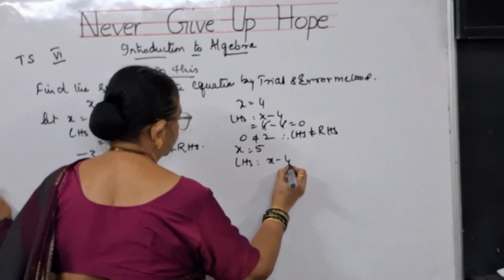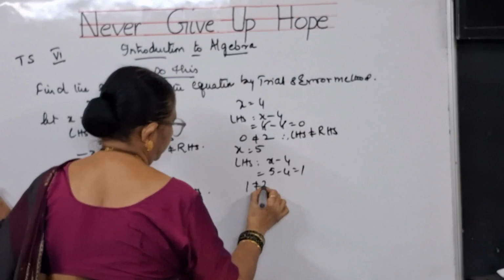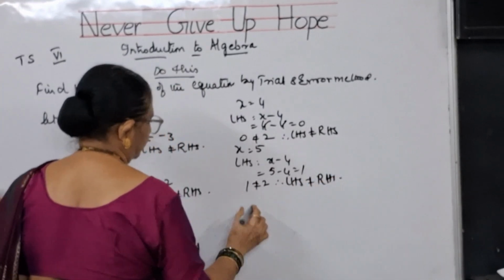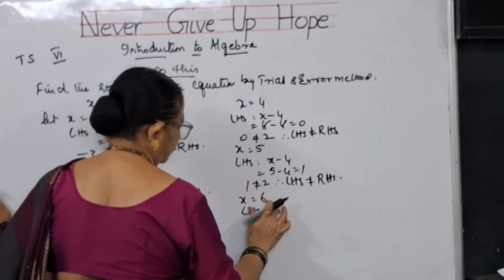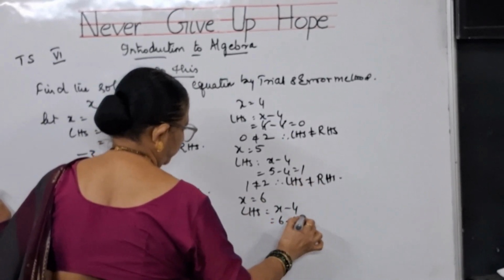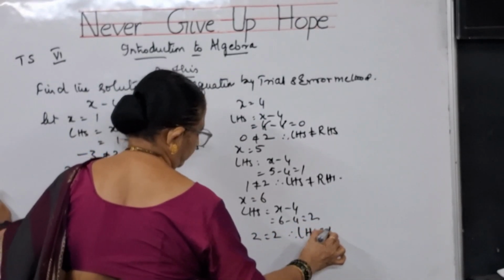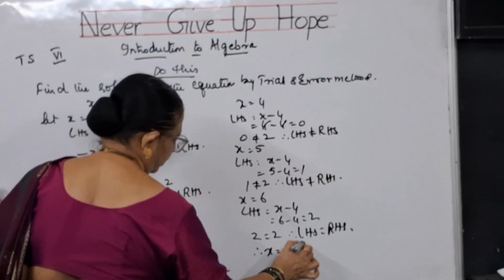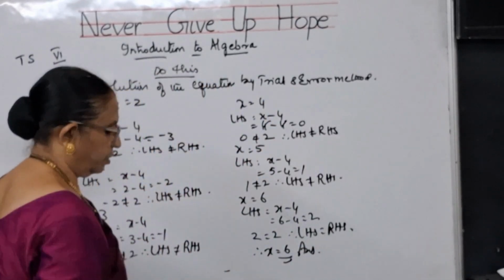LHS x minus 4, that is equal to 5 minus 4, 1. 1 is not equal to 2. Therefore, LHS is not equal to RHS. x is equal to 6. LHS is 6 minus 4, that is 2. 2 is equal to 2. Therefore, LHS is equal to RHS. Therefore, x is equal to 6 is the answer for this sum, children. Please copy it.